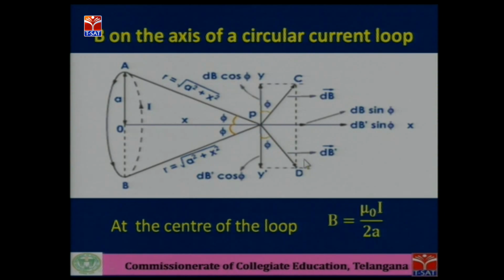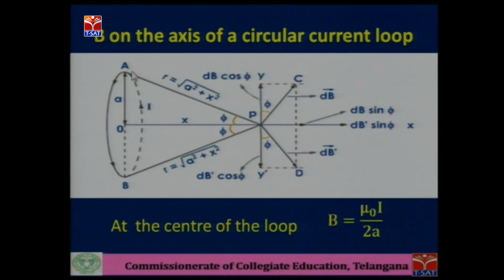Then this magnetic field is also resolved into two components, dB cos phi and dB dash sin phi. The dB cos phi component and dB dash cos phi component are equal in magnitude but opposite in direction. So they cancel each other because B is a vector quantity. Coming to the horizontal components, dB sin phi and dB dash sin phi both act along the same direction, so vectorially both are added, both are summing up here.